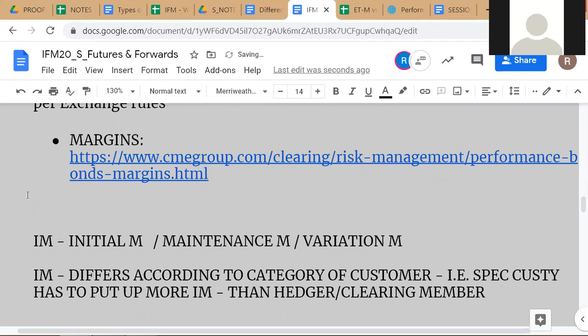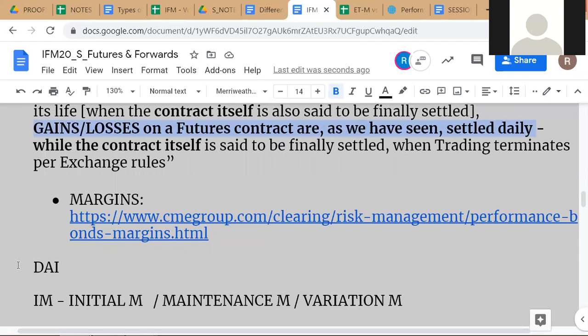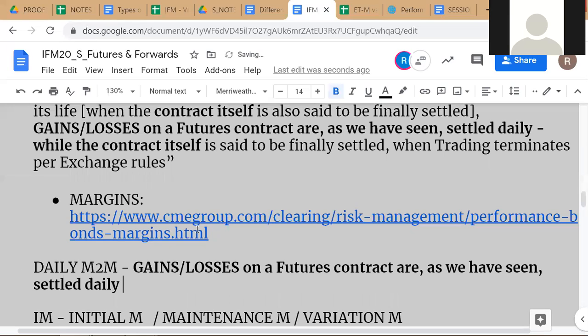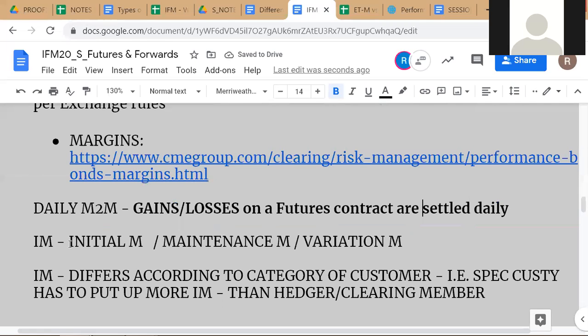We can talk about this earlier itself. In fact, we discussed this. Gains and losses of, you can write this as daily M2M of futures contracts. So that's one thing to note. Daily M2M gains and losses on a futures contract are settled daily, and then you have the initial margin.